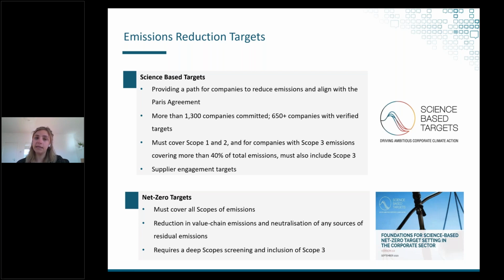But the key takeaway from this is that ultimately, the first step for a company when setting targets, whether it is science-based or net zero, is to conduct a deep scope screening to determine where the emissions are, where they are the highest, and for that one cannot exclude looking at Scope 3 emissions.